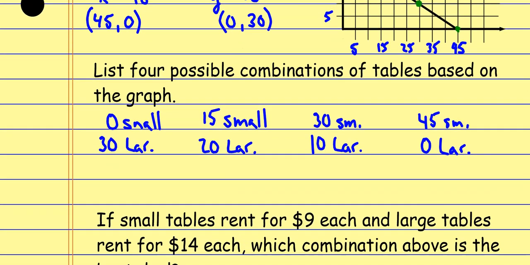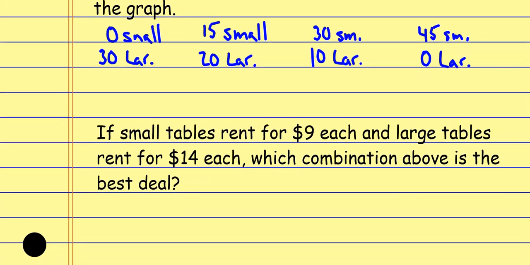So then the follow-up question here is, based on these values, if small tables rent for $9 each and large tables rent for $14 each, which combination above is the best deal? So if you think about this for a second, that first one says 0 small tables, so none at $9, but 30 large tables, that's 30 tables at $14 each, so I have to do 30 times 14. So that first combination would cost me $420. Okay, that's if I did all large tables, right?